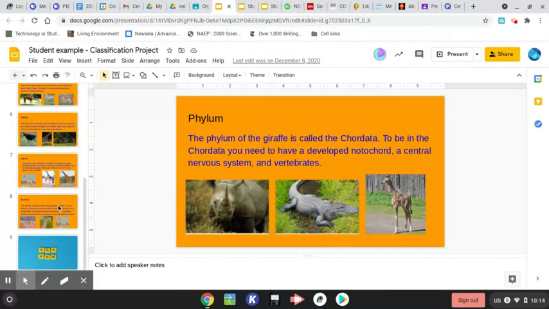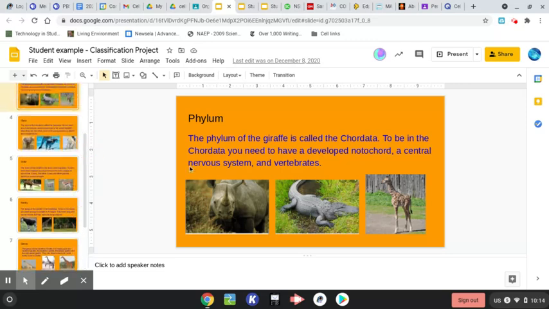Okay. And then always 3 pictures in total. So you should have 2 other animals or organisms that are in that same classification with that organism. This was a very, very important point. You had to make sure you understood what the characteristic was. So a notochord, right? If you're in the phylum Chordata, you have a notochord, a central nervous system, and vertebrae, right? You have backbones. The more you can put these also in your own words, the better off you were.